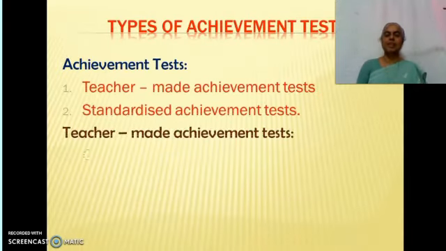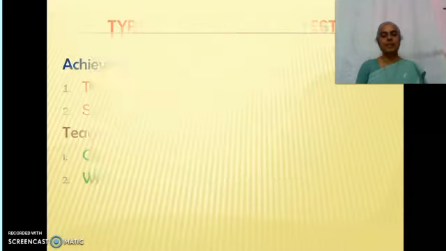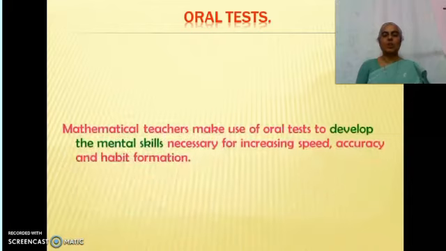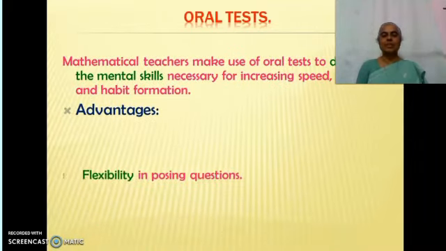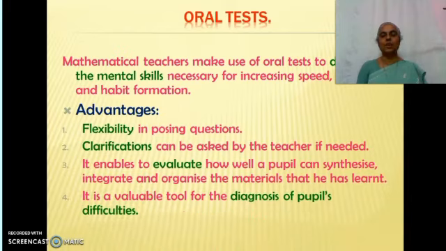Achievement tests can be teacher-made achievement tests or standardized achievement tests. Standardized achievement tests are used as a tool in data collection in research. Teacher-made achievement tests can be oral tests and written tests. Now, a written test can also be called a paper and pencil test. What is an oral test? An oral test is the form of asking questions or testing the students orally.